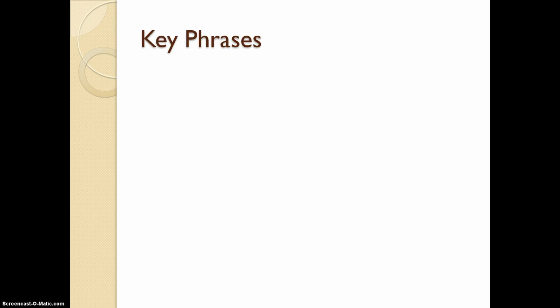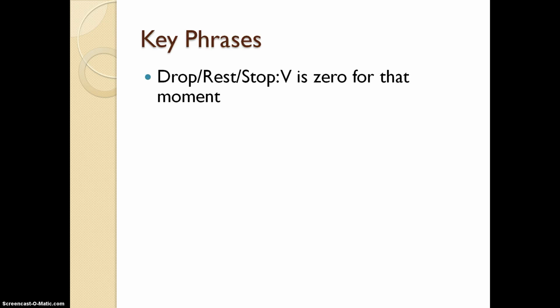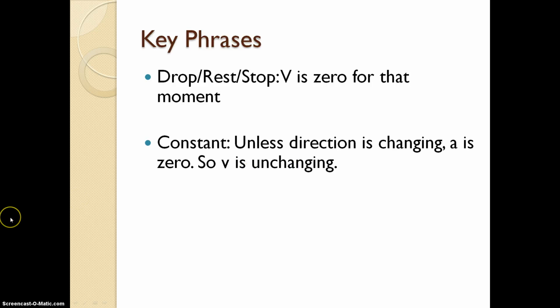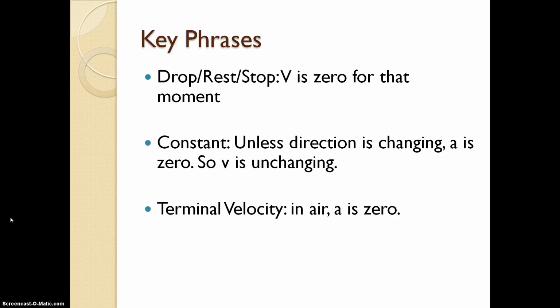So now I'll write down these key phrases. The first one, drop, rest, stop. That means the velocity is 0 for that moment. The phrase constants used a lot. A constant velocity, for example, unless direction is actually changing, the acceleration is 0. So the actual magnitude of the velocity is unchanging. And finally, terminal velocity, if something's dropping in the air, means that at terminal velocity the acceleration is 0. And finally, one last key phrase is look for directional phrases. Up, down, backwards, forwards, speeding, slowing.